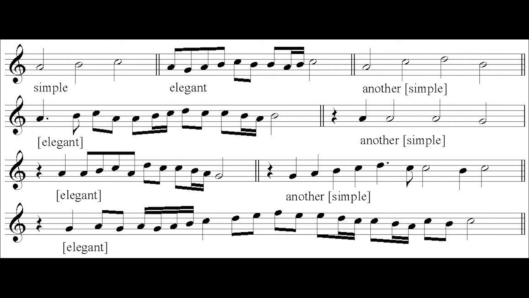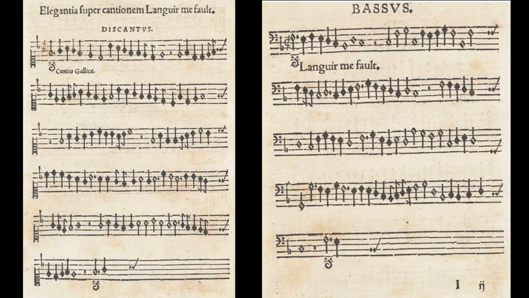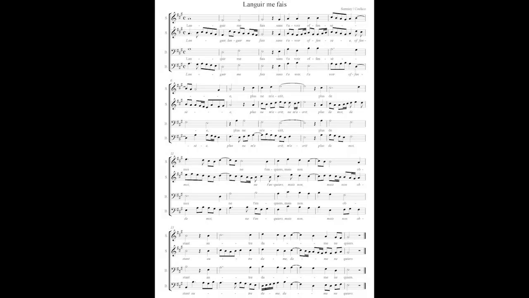After this, as I mentioned earlier, Coquelicot ornaments the soprano and bass parts of the chanson Languir me fait by Claudin de Sermicy. Here you can see the ornaments in his original script, which of course means nothing until the ornaments are compared to what Sermicy actually composed, as you can see here: the original music of the soprano and bass lines with Coquelicot's ornamented versions just below them.